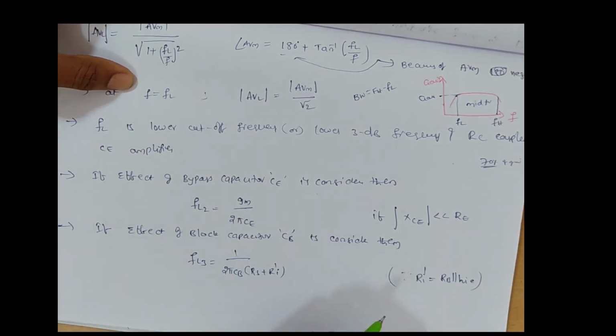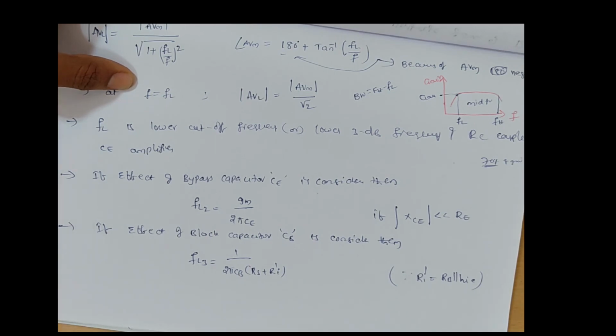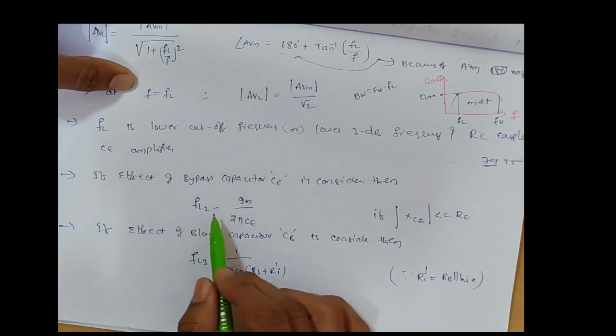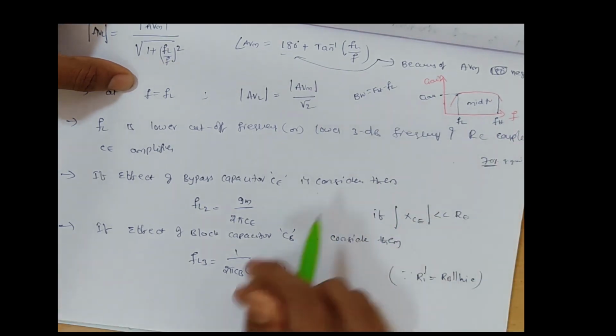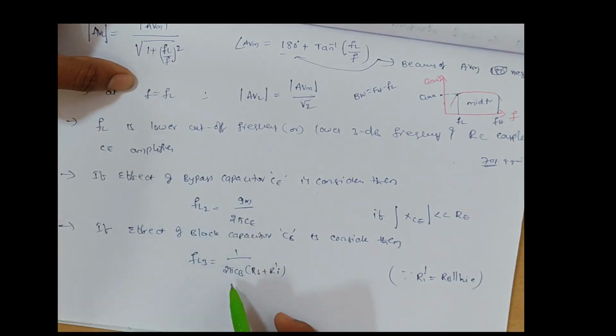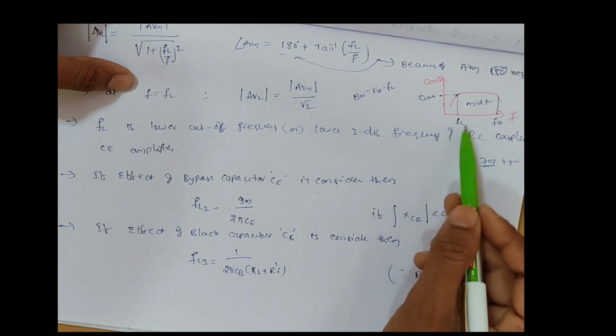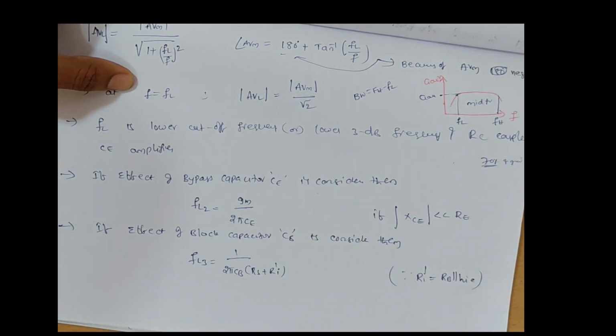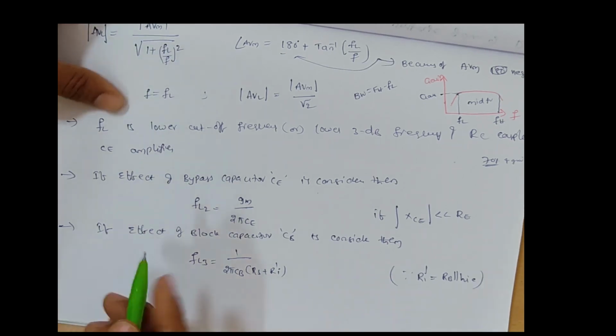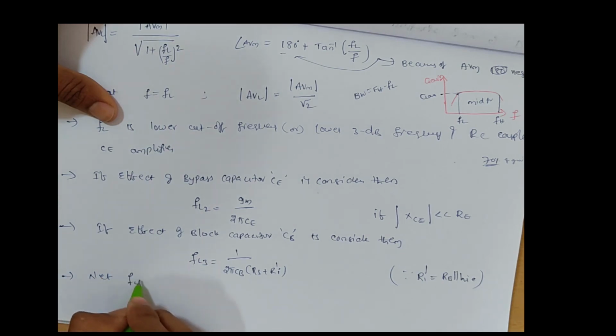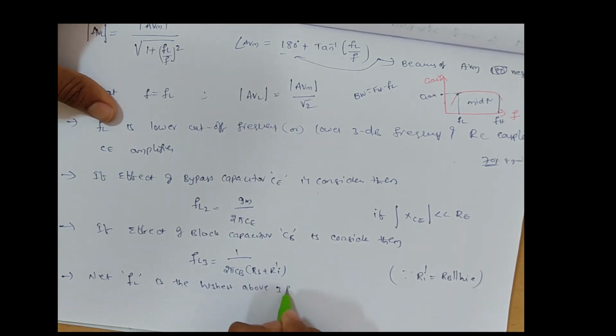Yes, in this way we can calculate the effect of each and every capacitor in the RC coupled CE amplifier at low frequencies. So this net FL is the highest of these three frequencies. The net lower cutoff frequency is the highest of these three values. Here we have FL1, FL2, FL3. The net lower cutoff frequency must be the highest of these three values.